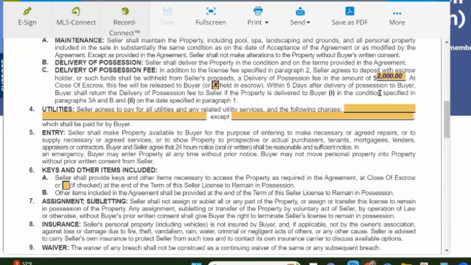Now, if you're in escrow and all of a sudden the seller says, you know what, I need to stay in possession, that would become a negotiation point. And at that point, would the buyer agree to it? Would the buyer not agree to it? So it should definitely be negotiated as part of the original contract, because once you're in escrow, the buyer has no incentive to agree to it. When the buyer is trying to get their offer accepted, they have an incentive to agree to it.